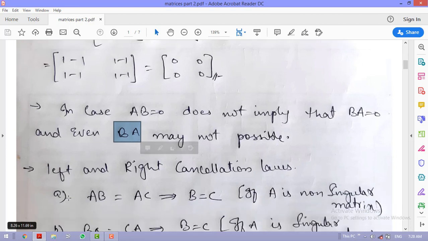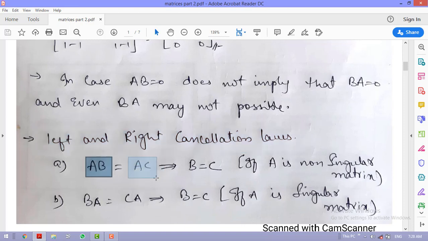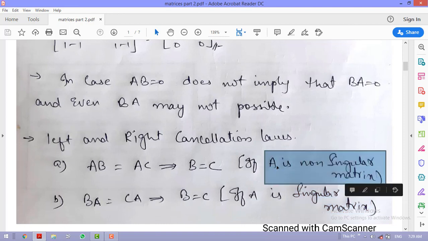So let us jump to another property, which is nothing but the right and left cancellation laws. Now let us see the left cancellation law: AB is equal to AC implies B is equal to C if A is a non-singular matrix. Here, singular and non-singular matrix means that if the determinant of A is equal to 0, then that is a singular matrix, and if the determinant of A is not equal to 0, then that is a non-singular matrix, right? So if the determinant of A is not equal to 0, then you can cancel out A from here before solving anything.